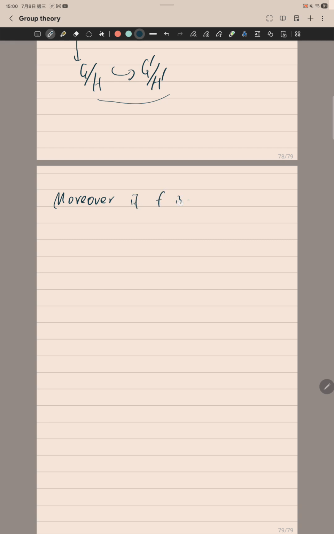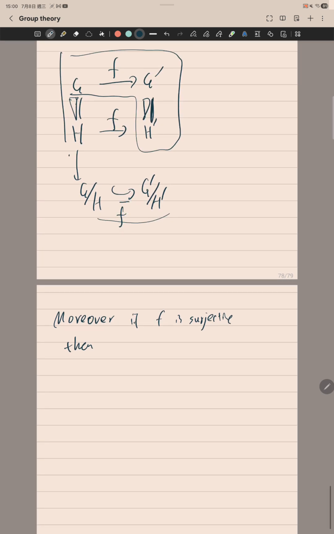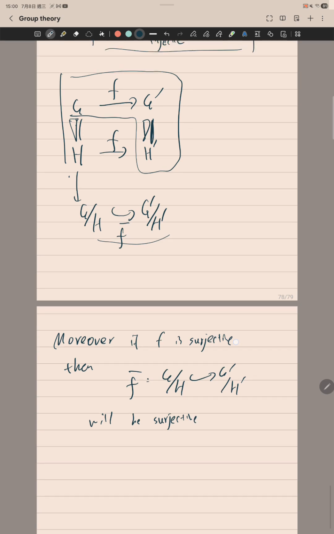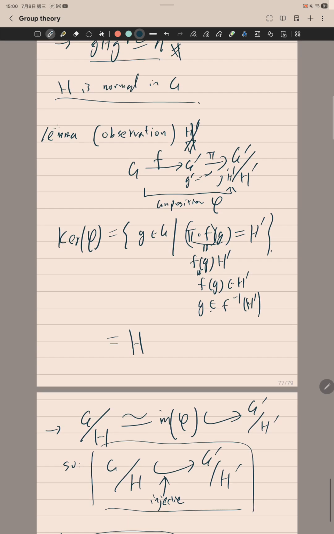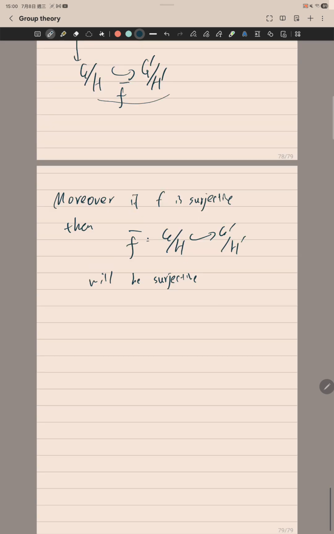if f is surjective, then this map, let's call it f bar, from G quotient H to G prime quotient H prime will be surjective. So this means that if the original map is surjective, then the result will be surjective. To prove this will be somewhat complicated.